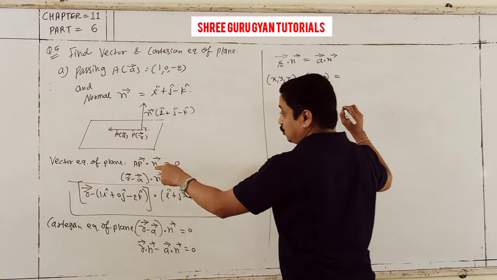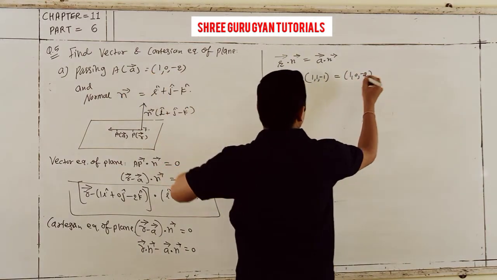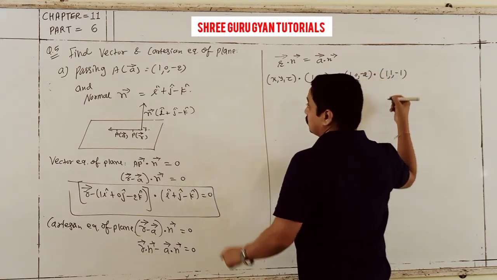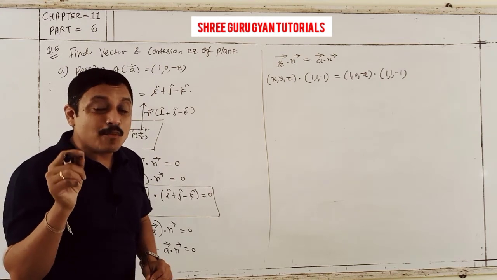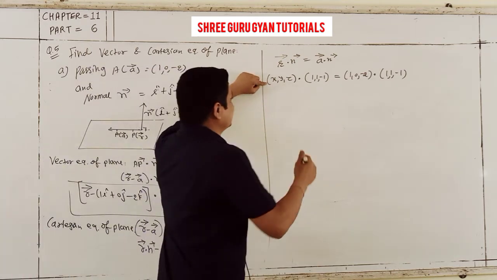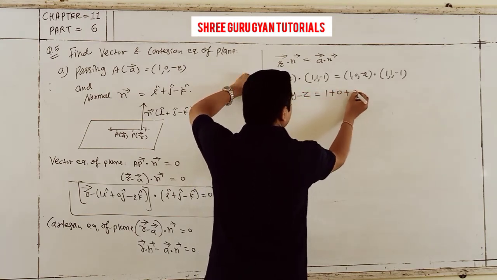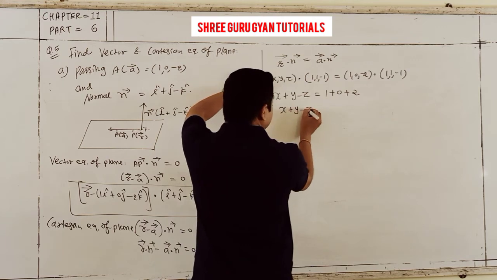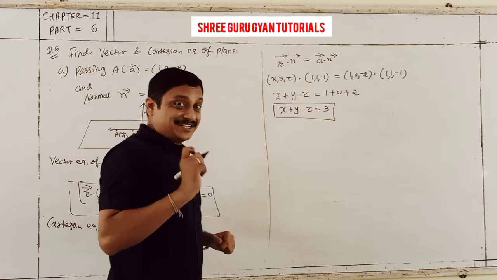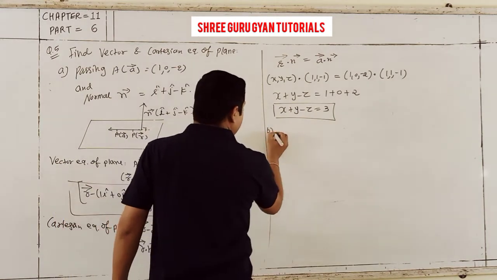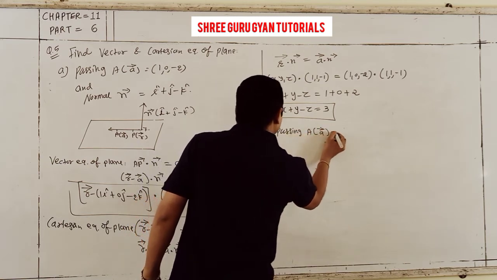Same, a is passing through that, given that 1, 0, minus 2, and n is again 1, 1, minus 1. And take down the dot product, you will get lx plus my plus nz is equal to d equation. So x plus y minus z, here 1 plus 0 plus 2. So x plus y minus z is equal to 3. That's my equation of the plane, but in Cartesian form.